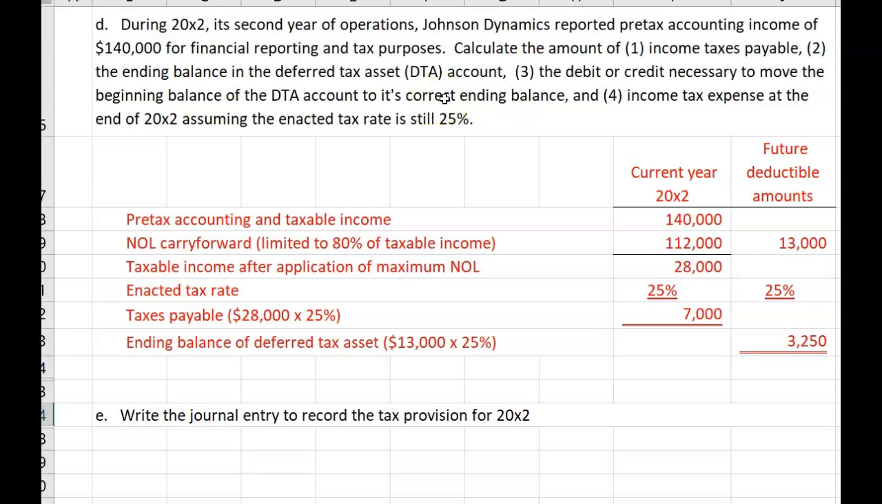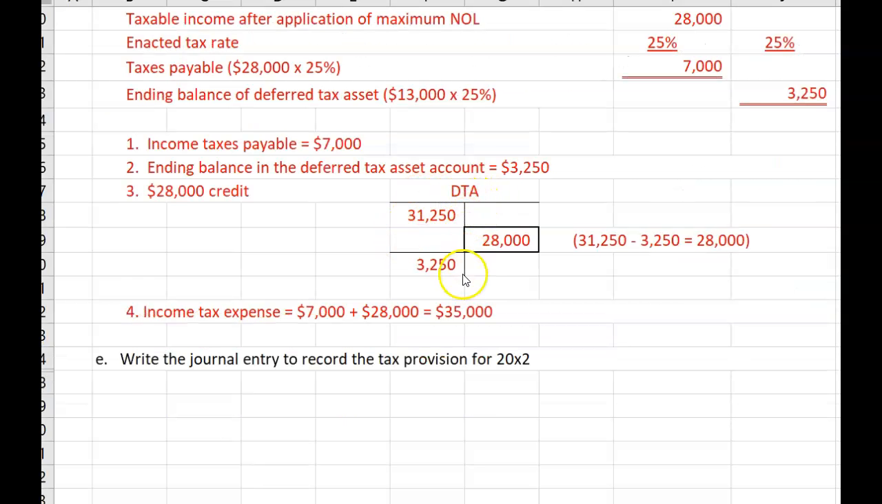The best way to set that up is through a T account. I love T accounts. The textbook loves T accounts. You need to learn to love T accounts. Let me show you a T account. Here's a T account for the deferred tax asset.